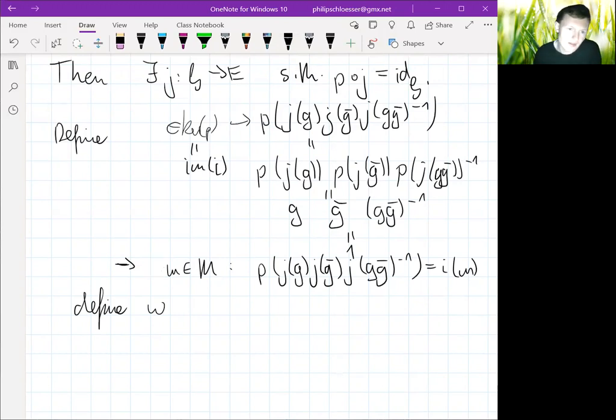Yeah, I guess the clue is that our map I is injective, so it is indeed a unique element. So then, without any problems, we can define omega of G and G bar just to be that unique M that exists.